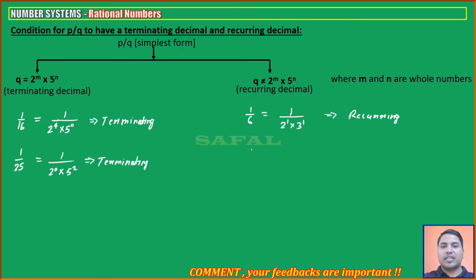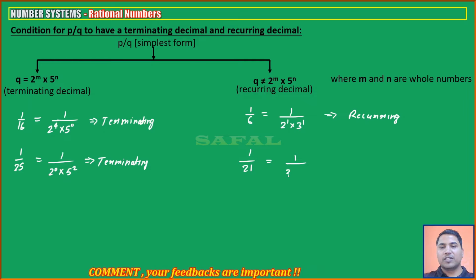Similarly, if I am writing, let's say, 1 by 21. So without dividing 1 by 21, I can see that the prime factors of 21 are what? 3 power 1, 7 power 1. So I can see that the denominator is not of the form 2 power m into 5 power n. Hence it will have a recurring decimal.